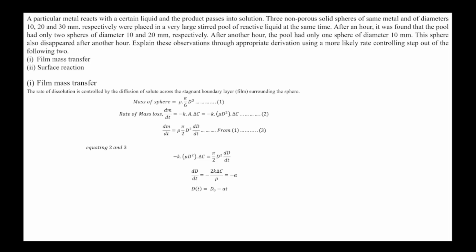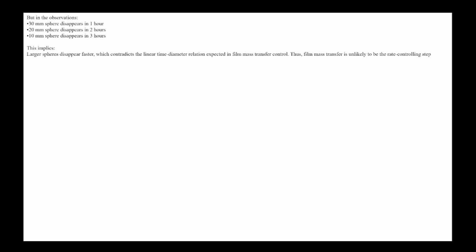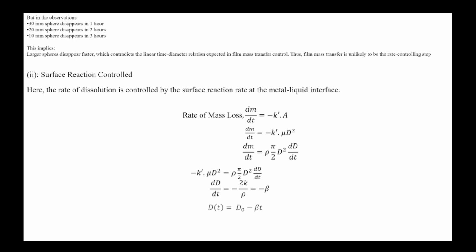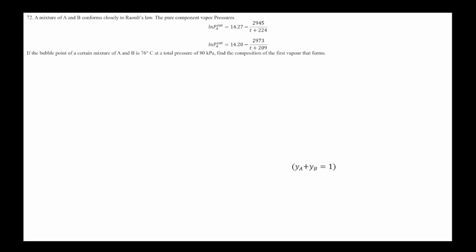Okay, so the same result will come with the surface reaction. Here minus k dash is the reaction constant. There, k was the mass transfer coefficient; here k dash is the reaction constant. So we will get the same result here. Okay, so it is difficult to say whether the surface reaction is rate controlling or the mass transfer rate is controlling, but this was a subjective question, so you have to write your explanation.